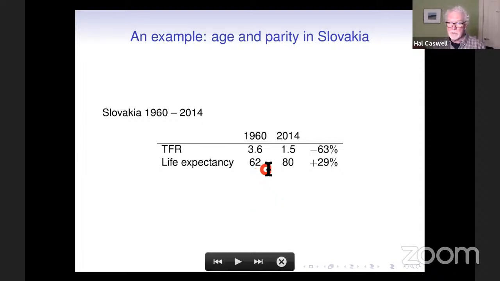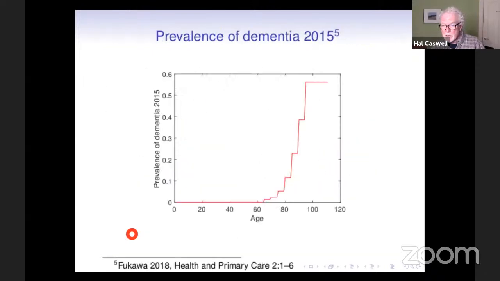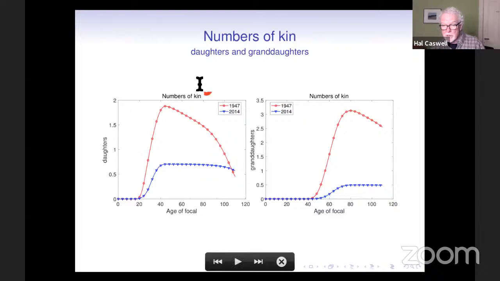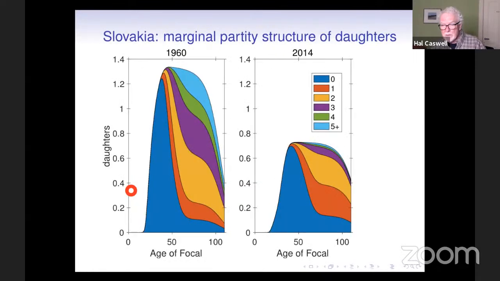It has another one of these patterns of demographic transition. In 1960, it had a total fertility rate of 3.6, which dropped by 2014 to 1.5, and a life expectancy of 62 that went up to 80. So we generate the matrices, do exactly the same calculations, and this is the daughters of focal. Same graph that we've seen a couple of times previously. This one on the left here is the daughters of focal. So now you can see a similar pattern here, 1960 conditions, 2014 conditions, fewer daughters, they spread out longer.